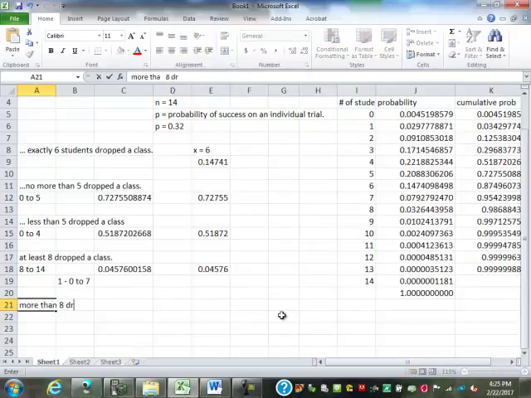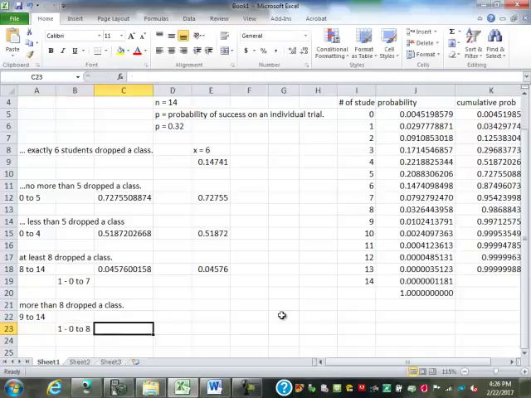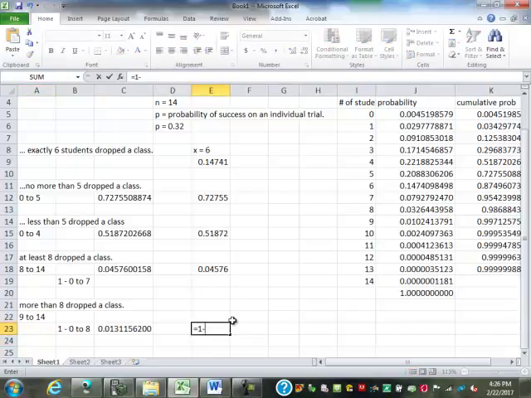We say more than 8 drop the class. Well, again, now we want not 8, but it's 9 to 14 because the 8 is not included. So that is 1 minus 0 to 8 we're getting rid of. So again, I could do a sum over here of 9 to 14, or I can do equals 1 minus. I'm taking the whole thing and I'm taking out the ones that aren't included, which is 0 through 8. So that's binomial dist 8, 14, 0.32, and true because we want the cumulative. We're taking them all out. So that is how we do that.